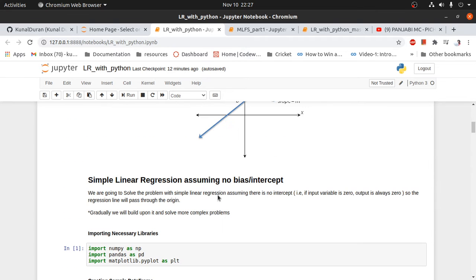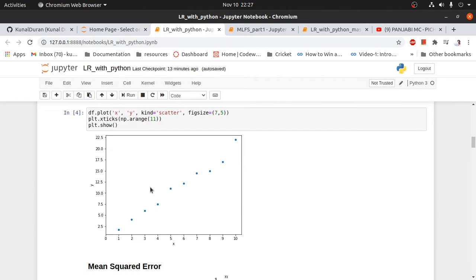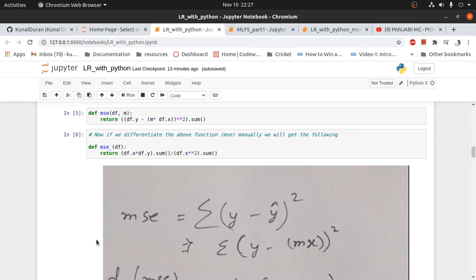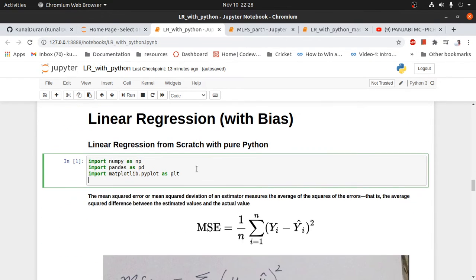In the earlier video there was no bias, we were assuming there is no bias, and we were trying to fit a line into the dummy data set that we created, a best fit line that passes through the origin. That was our assumption, and it is not a good assumption because the data sets present in the real world are a bit more complex than that. So in this part we are doing linear regression with bias.